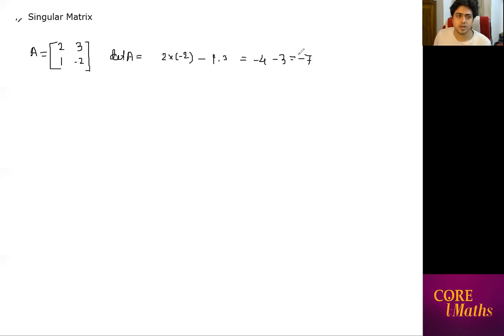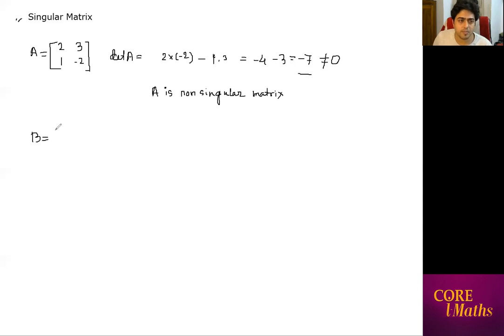Check whether the determinant is 0 or not. Here the value is minus 7, so obviously this is not 0. So you have to write this is not equal to 0. That is, the original matrix A is non-singular. Non-singular matrix.